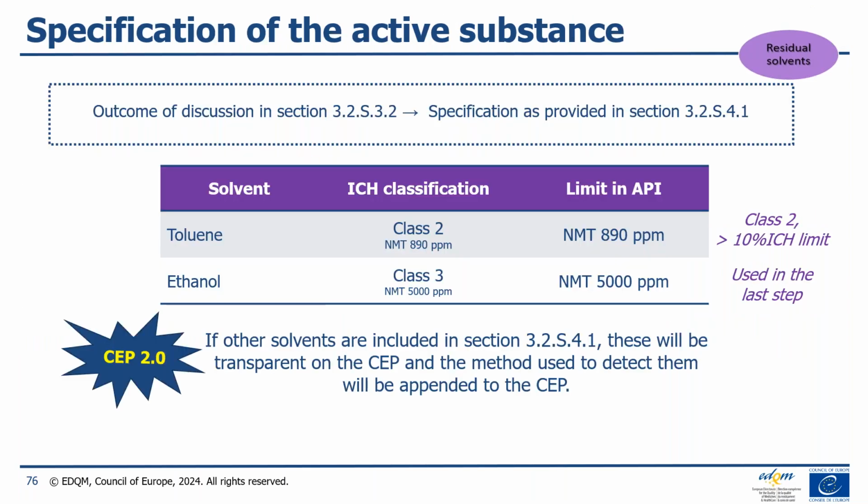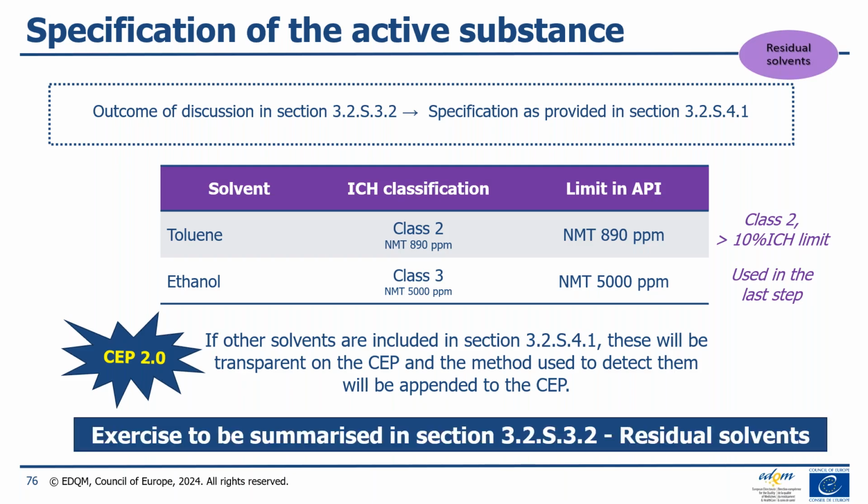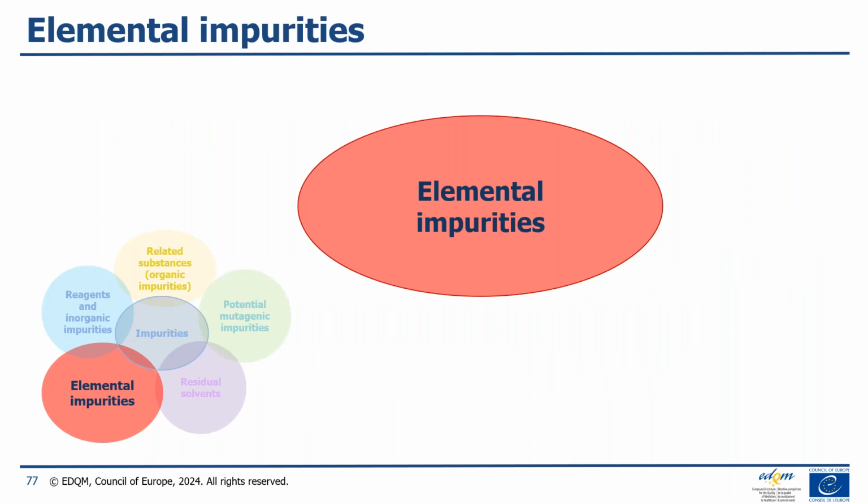So let's see how the specification will look. Of course, the outcome of the discussion should be provided in section 3.2.S.3.2, sorry, and the specification should be provided in 3.2.S.4.1, which will include toluene and ethanol. And if other solvents are included in 3.2.S.4.1, this will be transparent on the SEP, and the method used to detect them will be appended to the SEP. And this for elemental impurities. Let's move on.